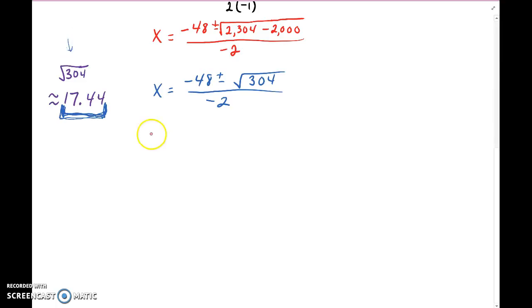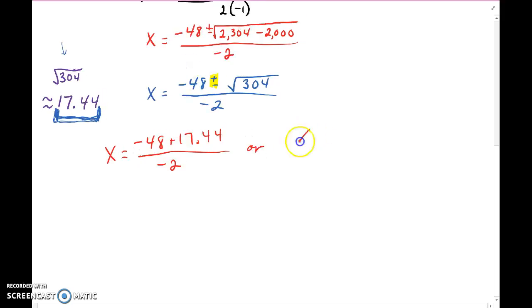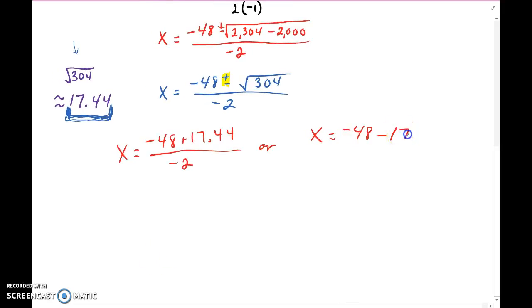All right, so then remember, when we have this negative 48 plus or minus the square root, that means we actually have two equations. We have that x is equal to negative 48 plus the square root of 304, which we said was 17.44, divided by negative 2. Or we have the equation that x is equal to negative 48 minus the square root of 304, which we said was 17.44, so it's minus 17.44 divided by negative 2. All right? And then from here, we're just going to solve.